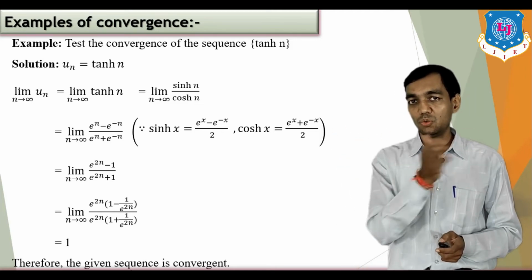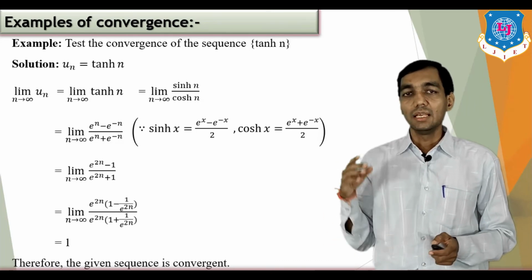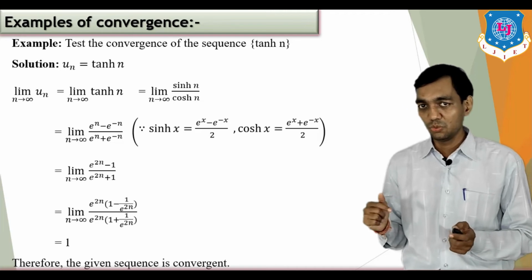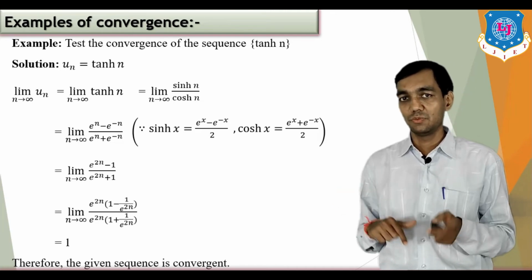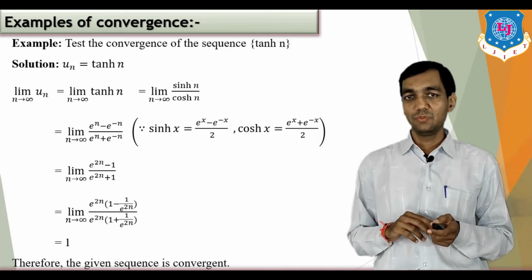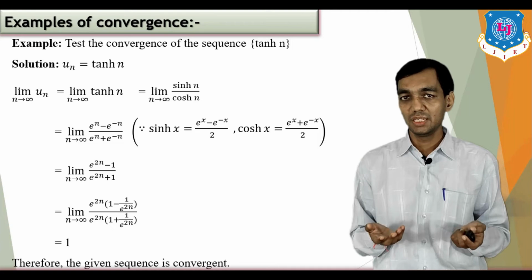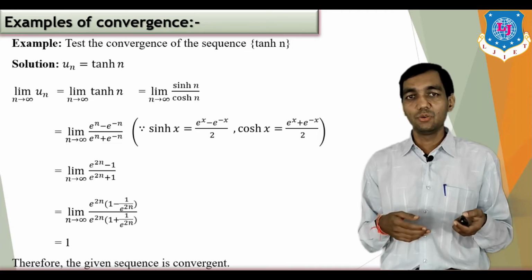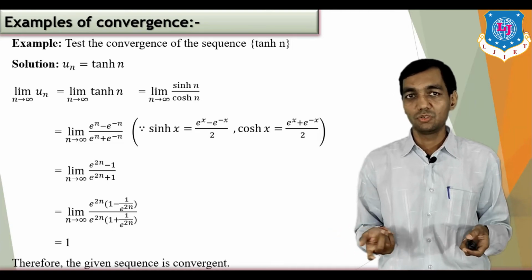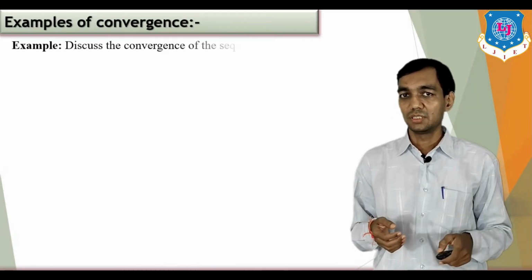Take e raised to 2n common out from numerator and denominator. That will give you 1 minus 1 upon e raised to 2n divided by 1 plus 1 upon e raised to 2n. If we apply the limit as n tends to infinity, then e raised to infinity will be infinite and 1 upon infinity will be 0. So that will give you 1 minus 0 upon 1 plus 0. So the limit will be 1, and therefore this sequence is convergent.